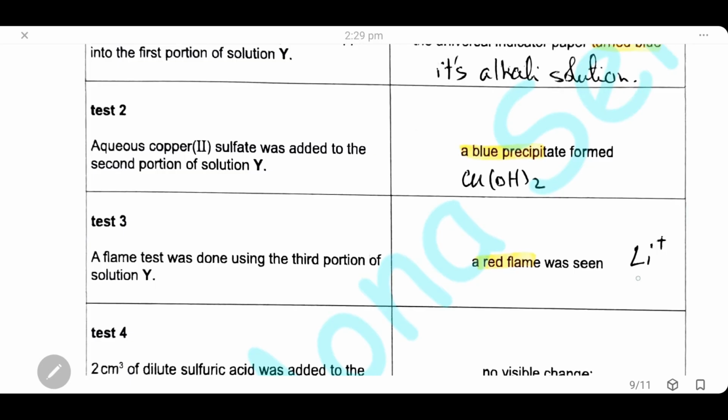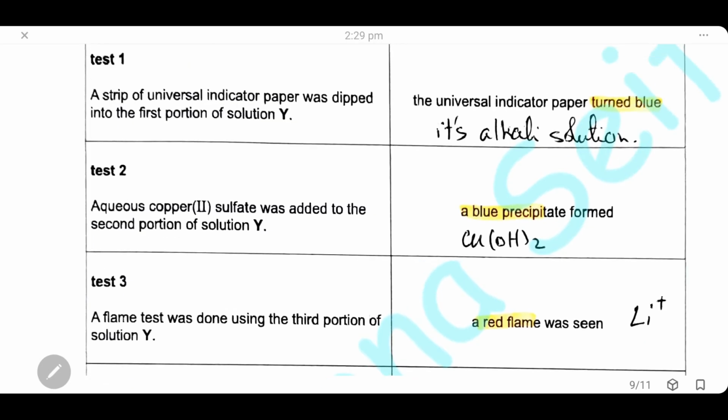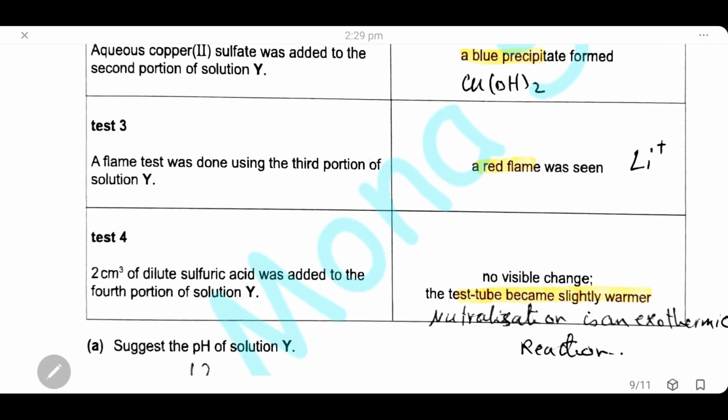Here we have lithium ions and hydroxide ions, so the solution is lithium hydroxide, and lithium hydroxide reacts with sulfuric acid in a neutralization reaction, so it's an exothermic reaction. We could feel the test tube becomes slightly warmer.